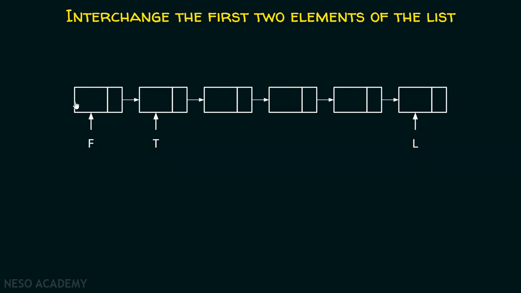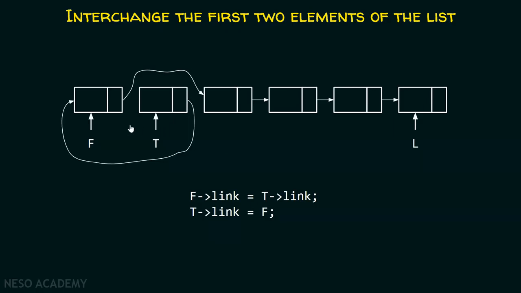And in this way, we would be able to interchange the first two elements of the list. Very simple, isn't that so? Here, first we will update the link part of the first node. That is f link equal to t link. This makes this first node point to the third node of the list. And after that, we will just update the link part of the second node by using this line of code, that is t link equal to f. In this way, this particular node will point to the first node of the list. After this, the resultant list looks like this.